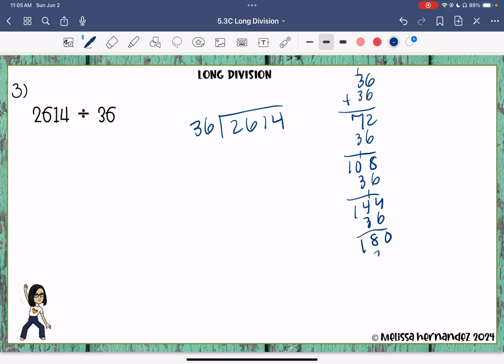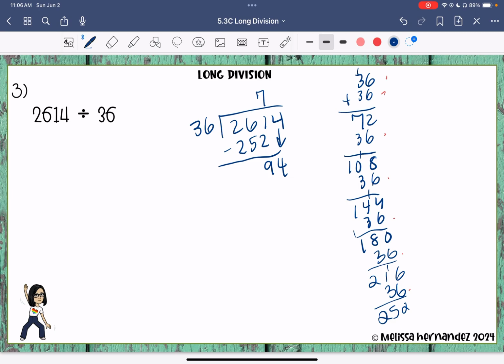I can still keep going. So I got to check how many 36 go into 261. That gives me 1, 2, 3, 4, 5, 6, and 7. 7 groups of 36 is 252. How far is 252 to 261? That would be 9. I'm going to bring down the 4.